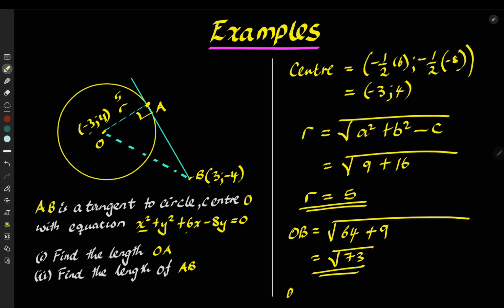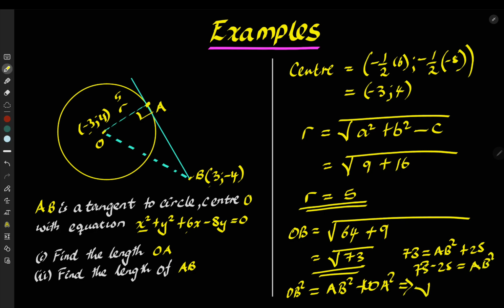So we can say here, OB squared is equal to AB squared plus OA squared. We know our OB squared, that will be just 73, is equal to AB squared, that is the one that we want, plus 25. Then we just bring that, 73 minus 25 is equal to AB squared. Then AB is the square root of 73 minus 25, which gives us the square root of 48. So the answer will be square root of 48.